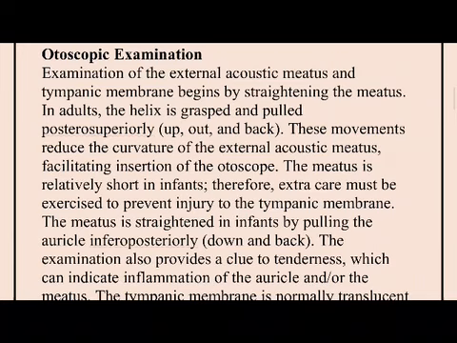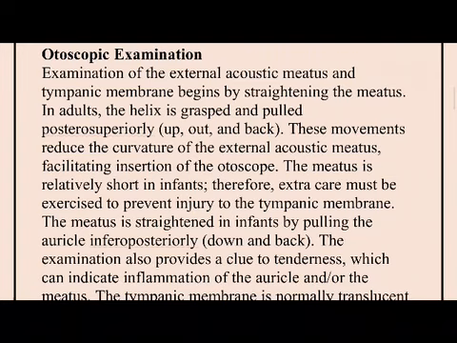So if you want to use an otoscope to examine the ear in the infant, you usually pull the auricle inferior posteriorly. You go inferior and posterior, down and back. So you now have a good view for you to insert your otoscope and examine the ear.